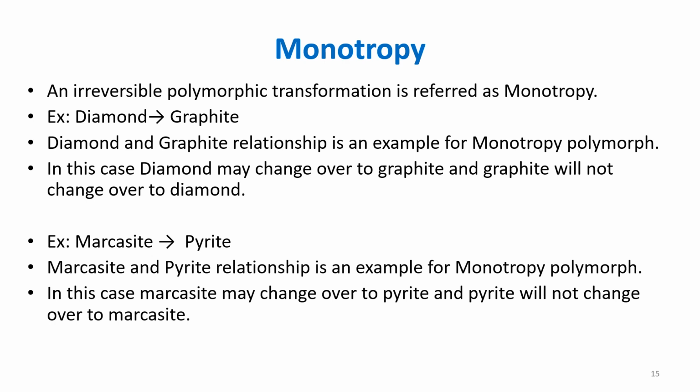The case with the marcasite and pyrite. Pyrite and marcasite is an example for monotropy. In this case, the marcasite may change to pyrite, but pyrite will not change to marcasite. So these are very excellent examples for monotropy.